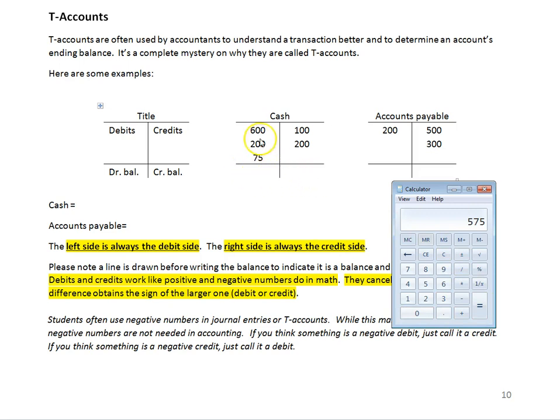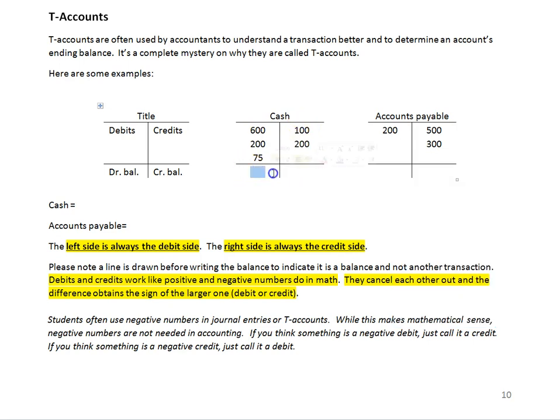Now, which side is it going to go on? It's going to go on the debit side because these three numbers together are higher than these two numbers. So it's going to be 575 on the debit side. I'm going to write out the math that I used to calculate it. For accounts payable, we have 200 here on the debit side, but we have 800 on the credit side. 800 minus 200 is 600, and it's going to go on the credit side because the credits are larger than the debits. I'm going to list out the math for accounts payable.